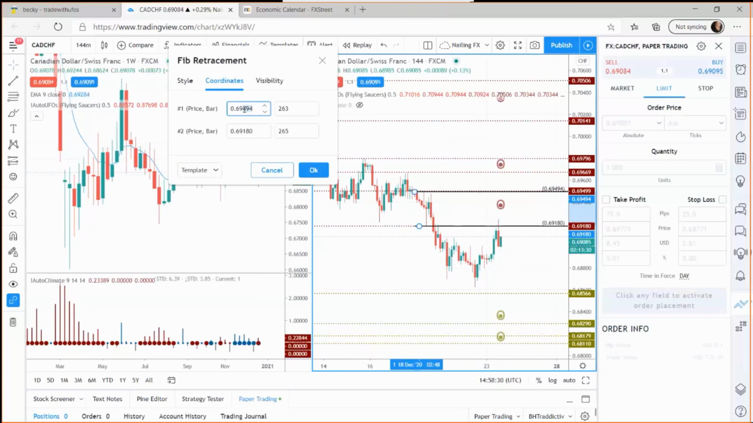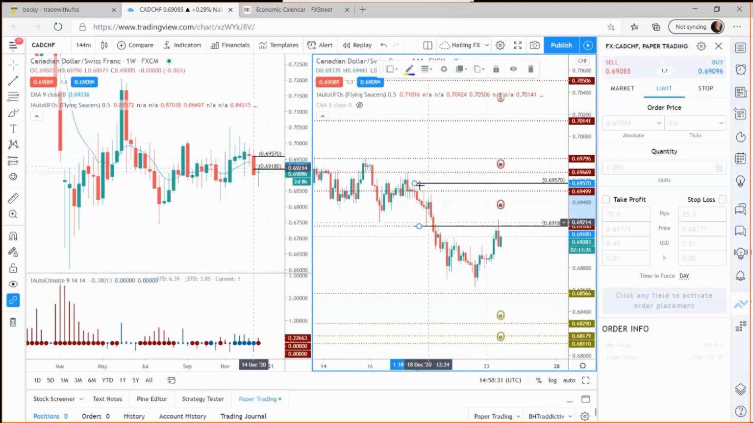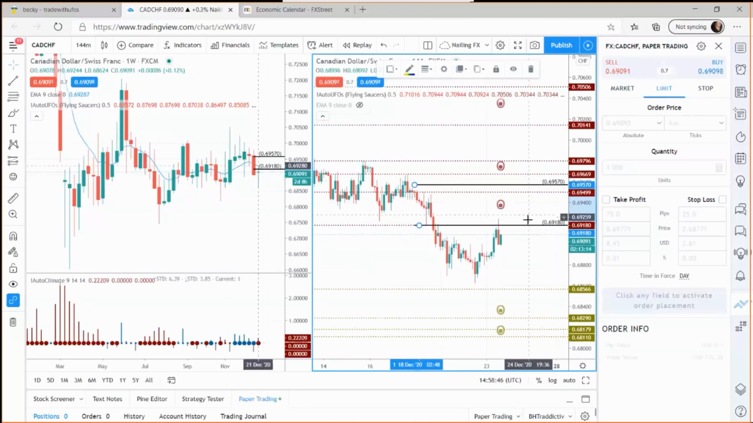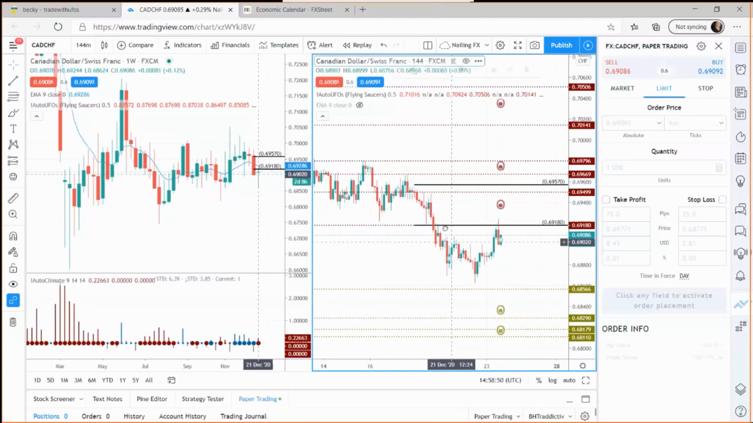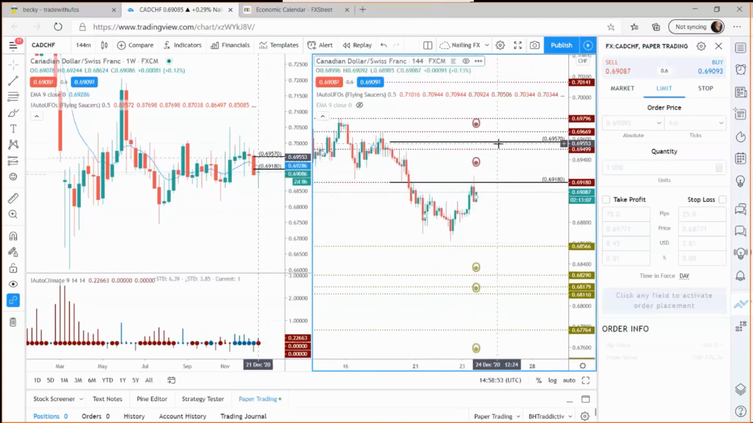So I can type that in here, and you'll notice when I click OK, my lines have just moved there. So rather than try and move the lines and draw them and get them exactly where you want them to be, which can be annoying, you can just double click on them and type over the coordinates where you want them to be. So my entry price is now this one. My stop loss price is now this one. So that's where I'm going to get in to go short, and that's where I'm going to get out if I'm wrong. I'm going to protect myself in case I'm wrong.